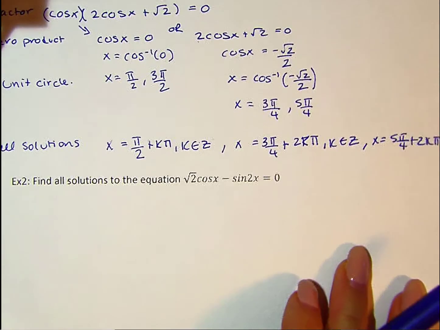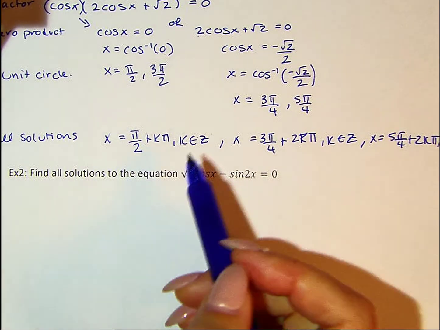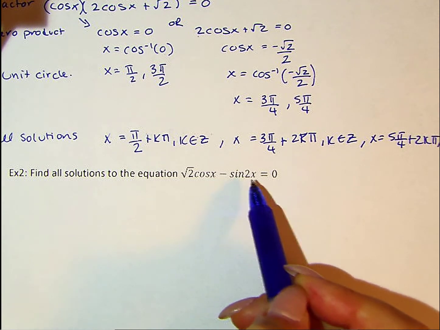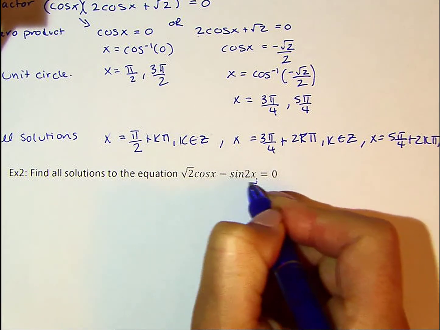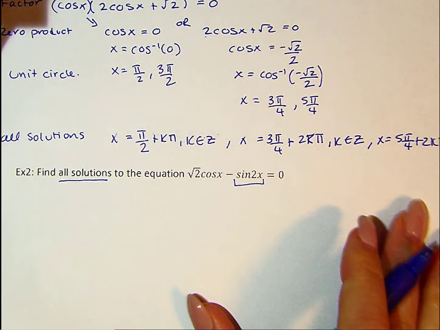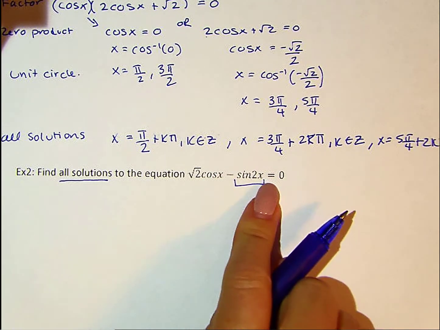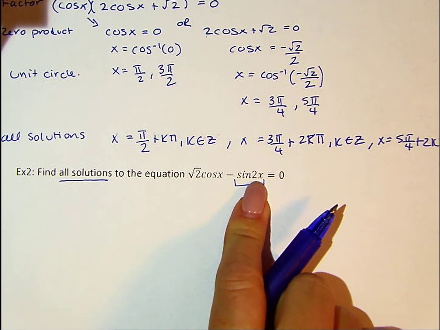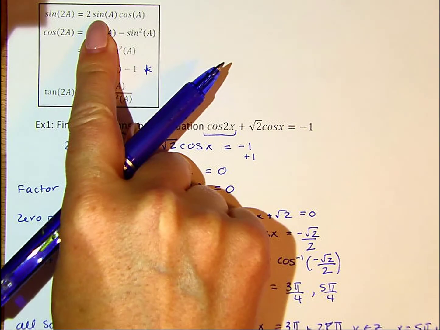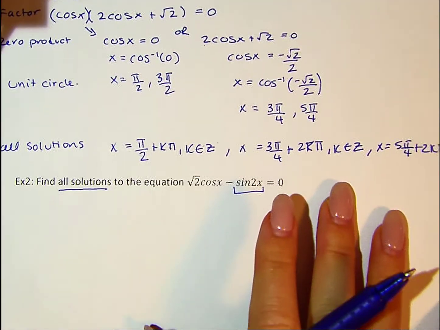Next question, find all solutions to the equation root 2 cosine x minus sine 2x. So we do have a double angle here. And again, we're asked all solutions. So first things first, sub in that double angle identity. This time we don't have to pick, there's only one. Great, that makes our life easier.